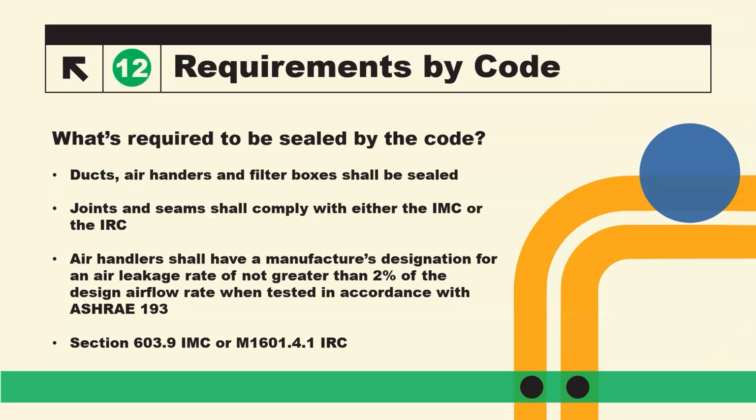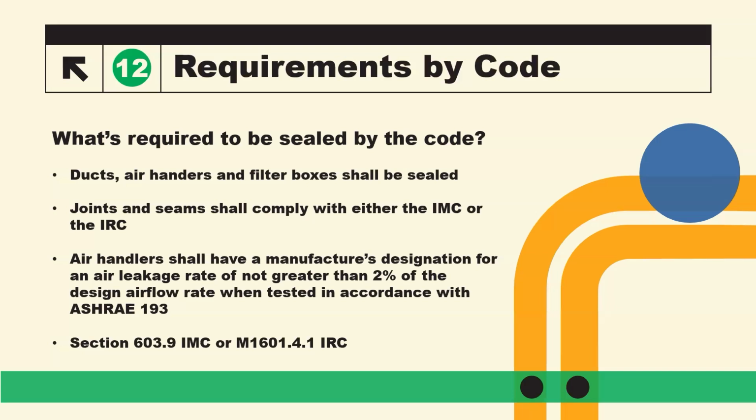We've already read the second one. And then, of course, what's required by code to be sealed on a system. If you're looking at duct sealing requirements, it comes from the IMC or the IRC, the mechanical code or the residential code. In the IRC, it's found in section M1601.4.1, and in the IMC, it's found in 603.9. I'm sorry, I said that backwards. It's 603.9 of the IMC and M1601.4.1 of the IRC. It dictates that air handlers are allowed to leak, but they must follow ASHRAE 193 for their standards of leakage by the manufacturer.